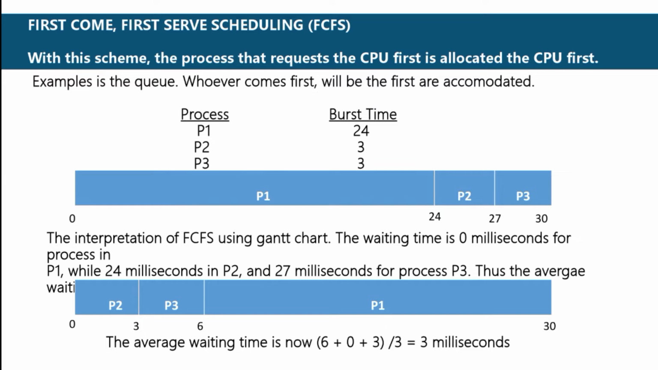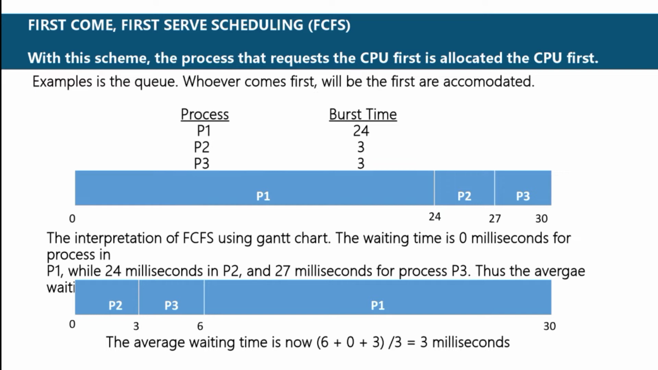Here is the illustration for FCFS, with the processes and their burst times. The burst time is the amount of time needed to finish the program before it is executed. P1 has a 24 millisecond burst time, P2 has 3, and P3 also has 3 milliseconds. So P2 needs to wait for 24 milliseconds before it is allocated the CPU, since P1 requires 24 burst time before it is executed.